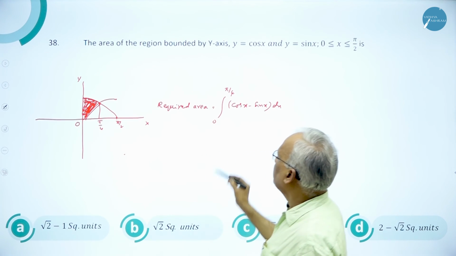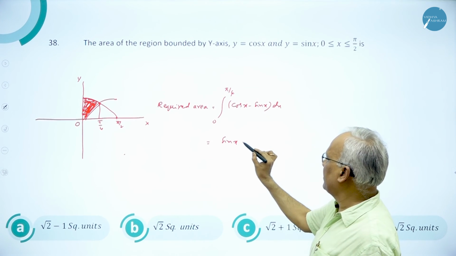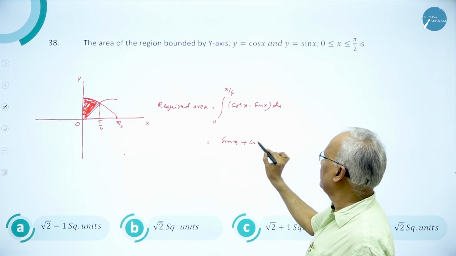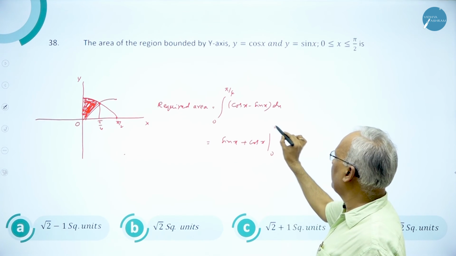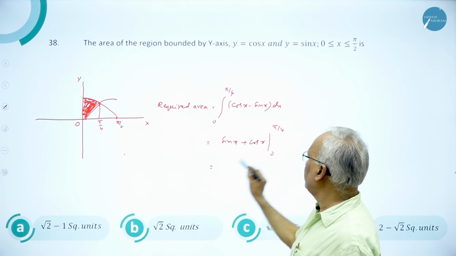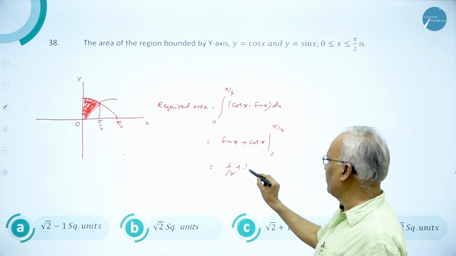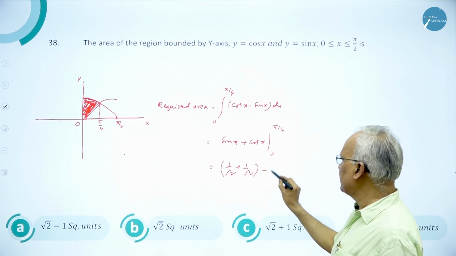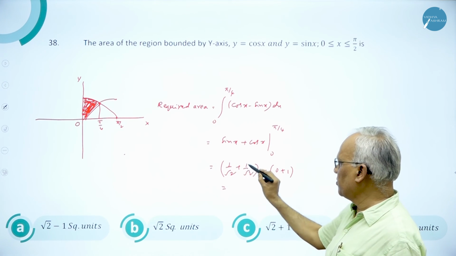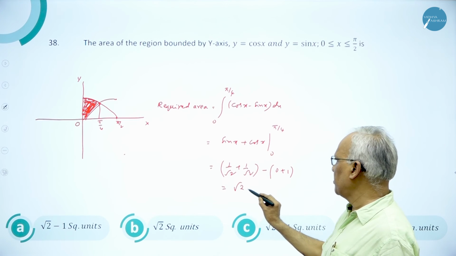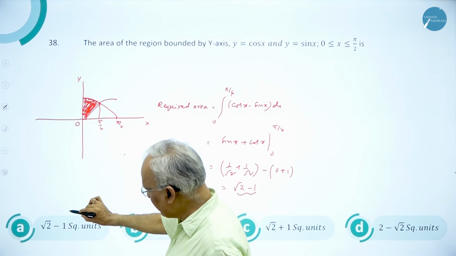Okay. Now this is equal to integral of cos x is sin x, integral of minus sin x is plus cos x. You know that integral of sin x is minus cos x, minus of minus cos x, between 0 and pi by 4, which is equal to sin pi by 4, 1 by root 2, plus cos pi by 4, 1 by root 2, minus sin 0, 0, plus cos 0, 1. So 1 by root 2 plus 1 by root 2 is 2 by root 2, which is equal to root 2 minus 1 square units. So the answer is root 2 minus 1 square units.